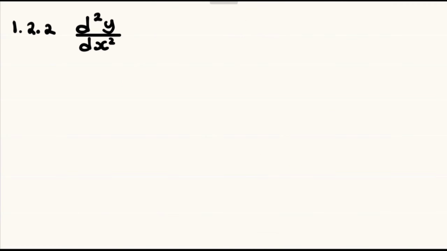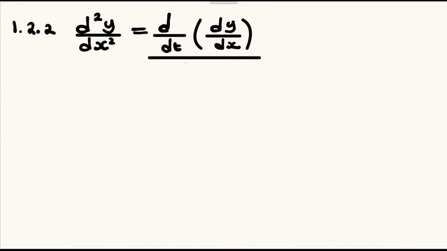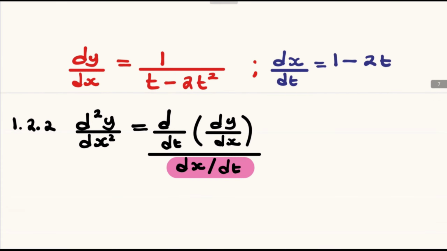Question 1.2.2, we have to determine the second derivative of y with respect to x, and for the parametric equation, it's defined as the derivative with respect to t of the derivative of y with respect to x, and this has to be divided by the derivative of x with respect to t. We already have the derivative of x with respect to t as 1 minus 2t, and the dy divided by dx, we determined it as 1 divided by t minus 2t squared.